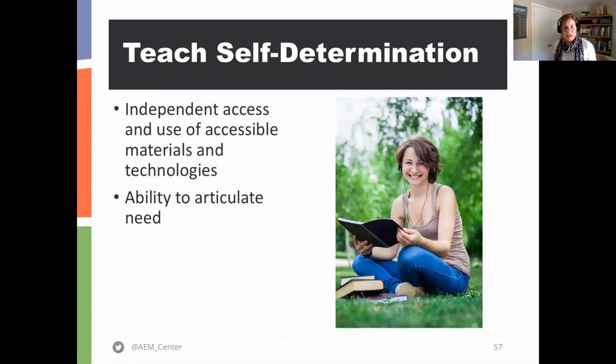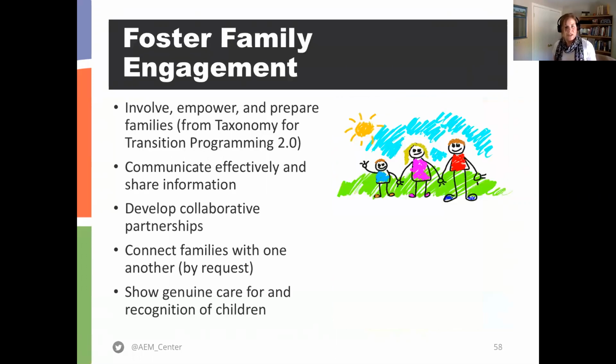Teach self-determination. It needs to be explicit, regardless of whether a student is in preschool or just about to graduate from high school. There are explicit strategies along the way to make sure that they are growing and that they are actively able to demonstrate how they can show their self-determination.